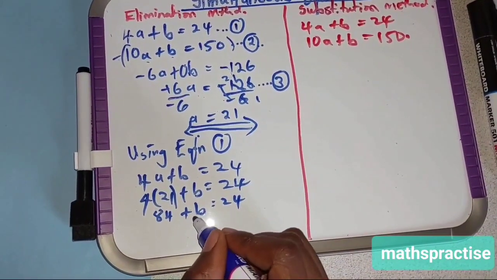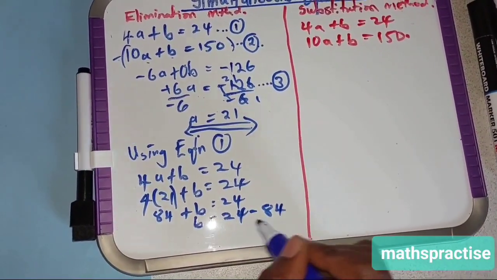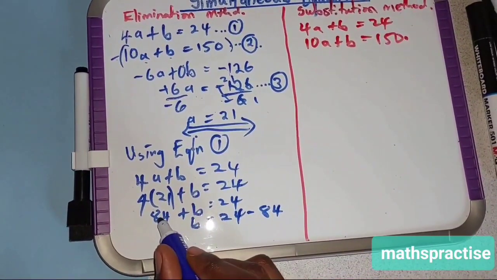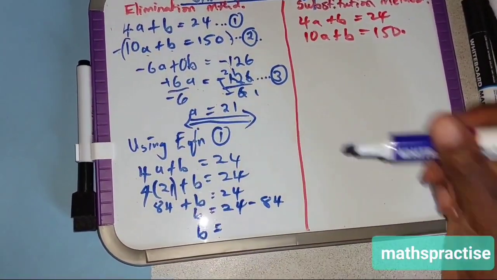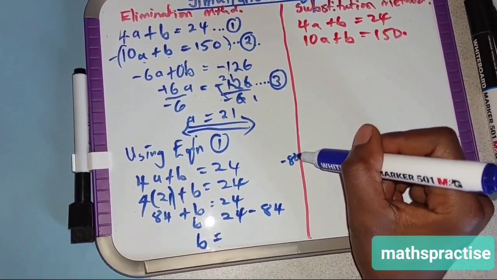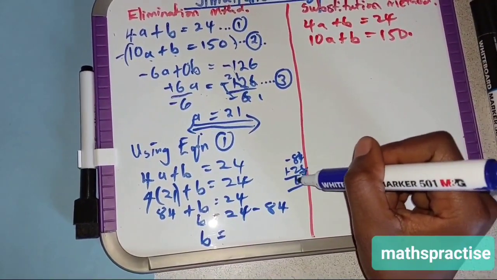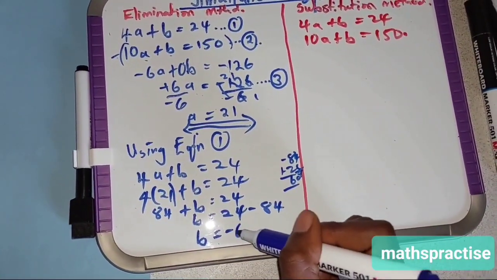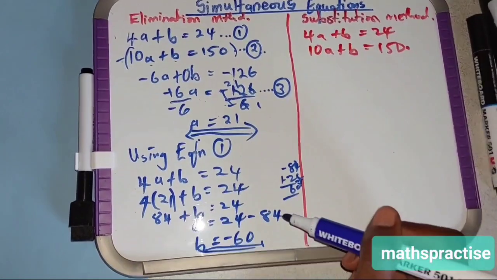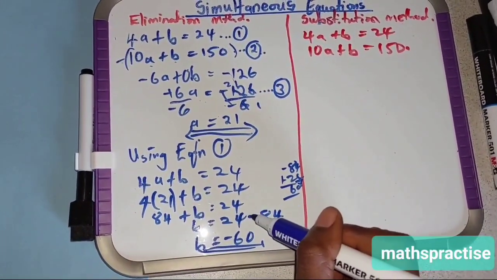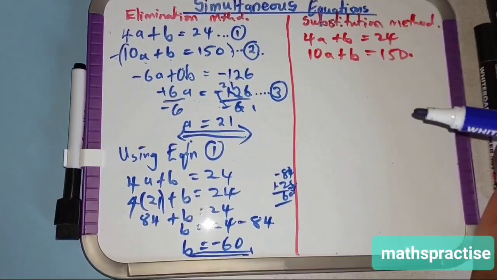When you group the like terms, b becomes 24 minus 84. We move this 84 to the right hand side and it becomes negative. Hence, b becomes minus 84 plus 24. We get 60, so we get a minus 60. It's a plus and a minus, so we subtract, then we take the sign from the bigger number. So b is minus 60 and a is 21.